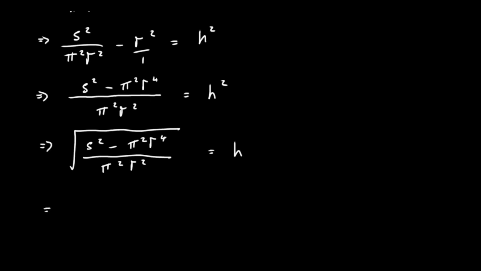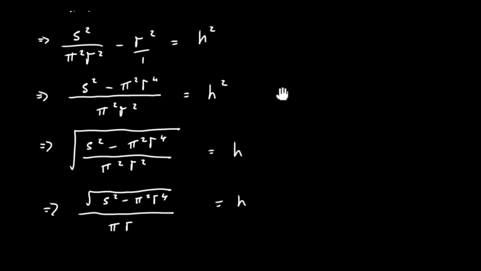Now we can split up that fraction. So we can square root the top to give us the square root of s squared minus pi squared r to the power of 4. And on the bottom, because these two are multiplied, we can just square root them individually. So it's pi times r. Now that's about it. Let's just see, does that look like what they wanted?